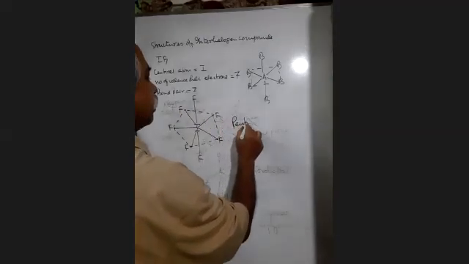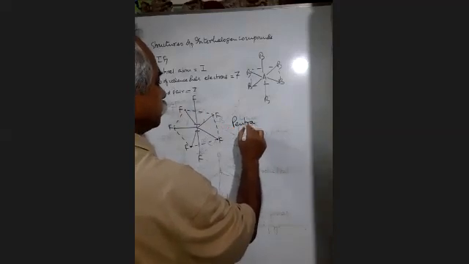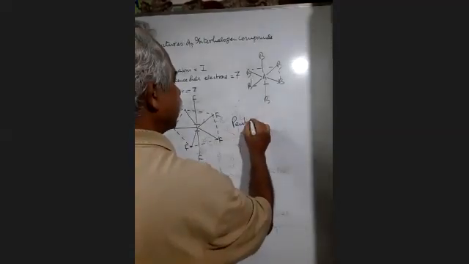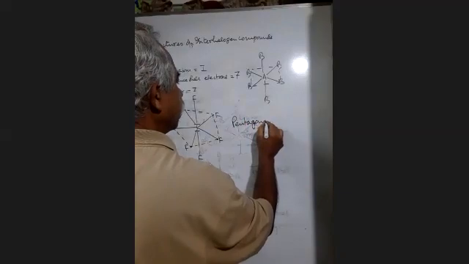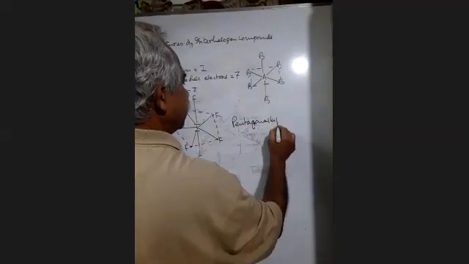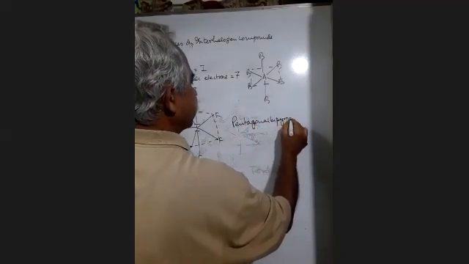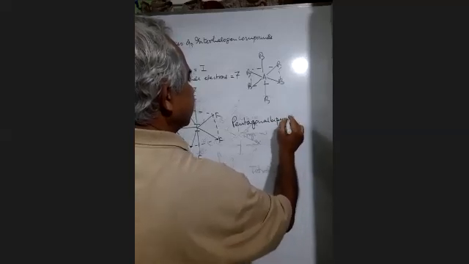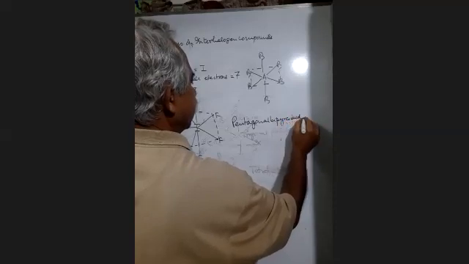So we have seen trigonal bipyramidal. We have seen square bipyramidal. But square bipyramidal, we call it octahedral. And this is pentagonal bipyramidal. I have written it only for your information. This is called pentagonal bipyramidal.